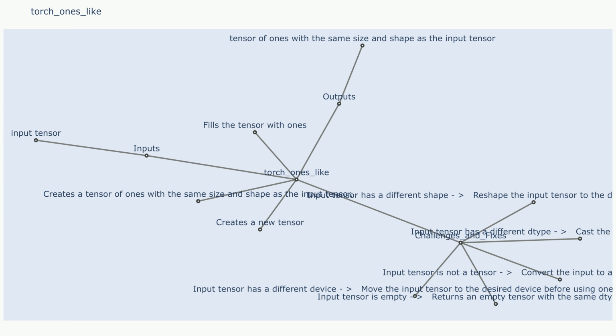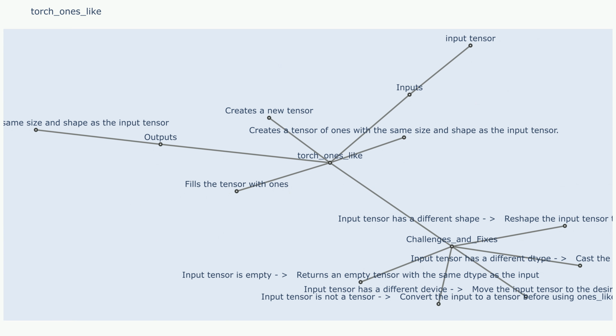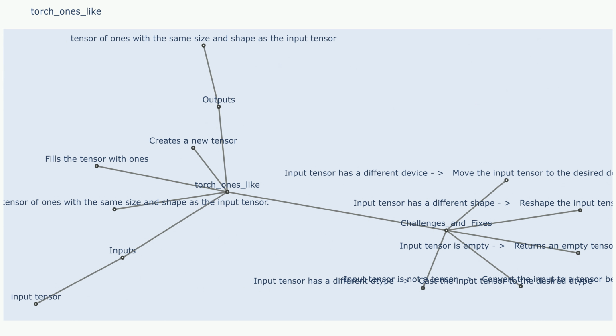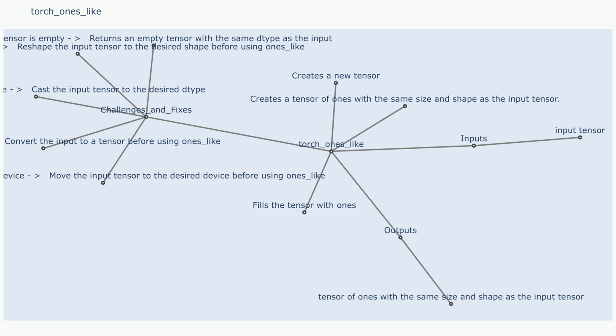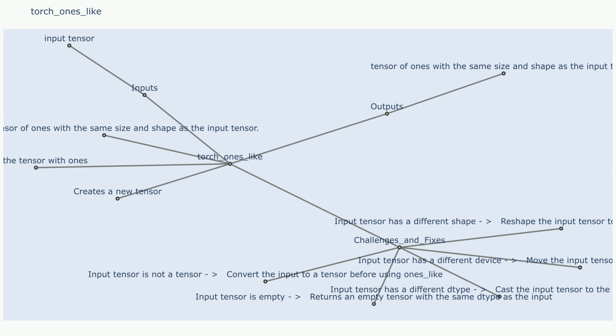Challenge 3. The input tensor may have a complex shape, which may lead to unexpected results. Sample use case that resulted in challenge 3: using an input tensor with a complex shape, such as a tensor with multiple dimensions. Fixes to challenge 3: carefully consider the shape of the input tensor and ensure that the output tensor has the expected shape. You may need to use the torch.reshape function to reshape the output tensor if necessary.